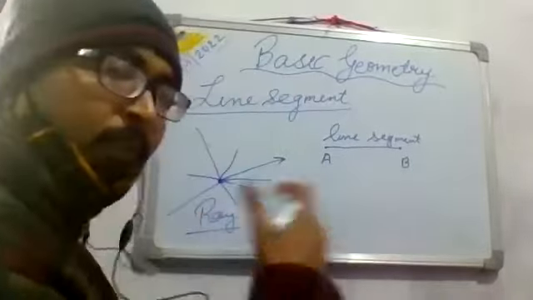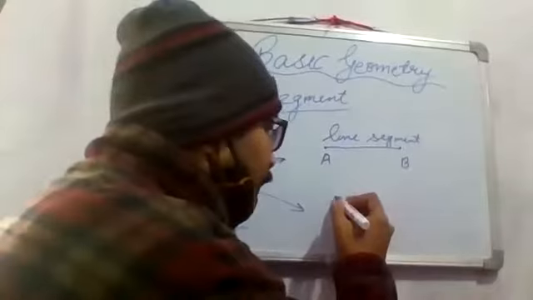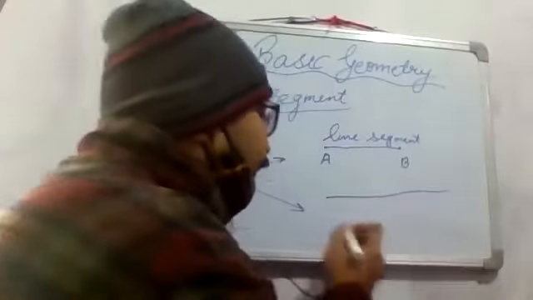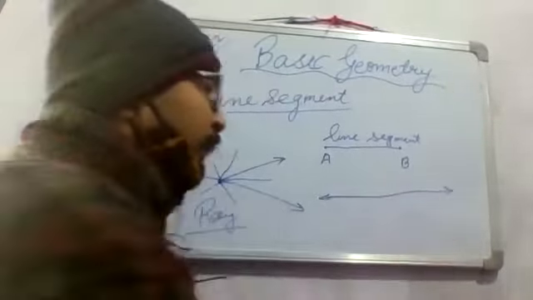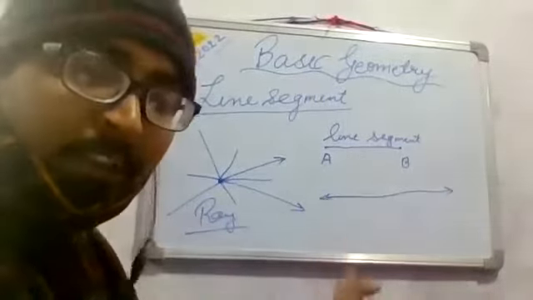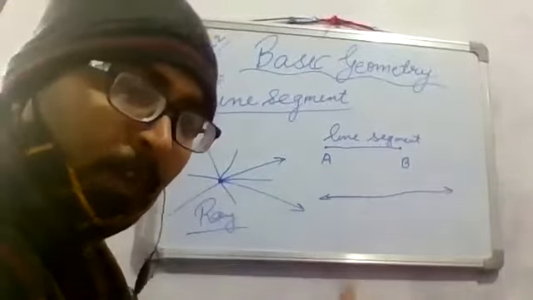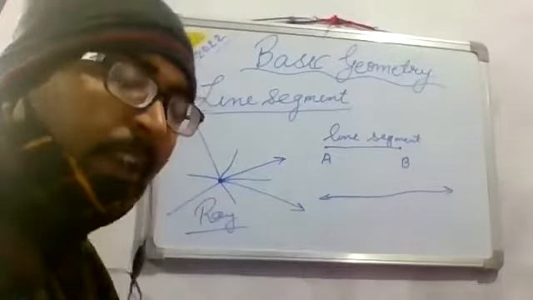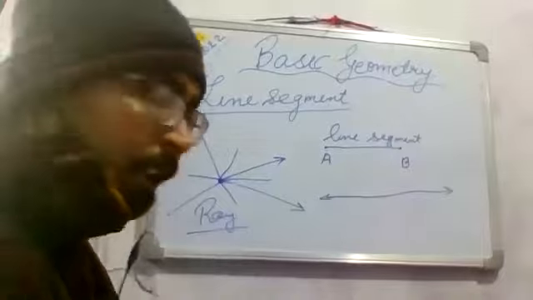But if I start drawing a line, we can extend it in both directions. Here there is no endpoint. Then we will call it a line.